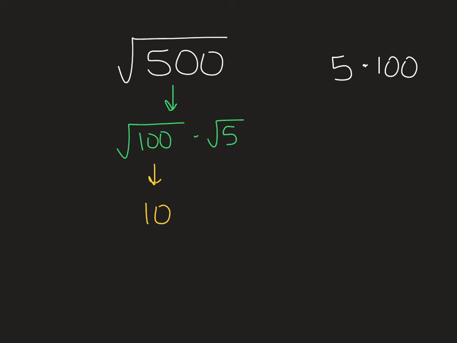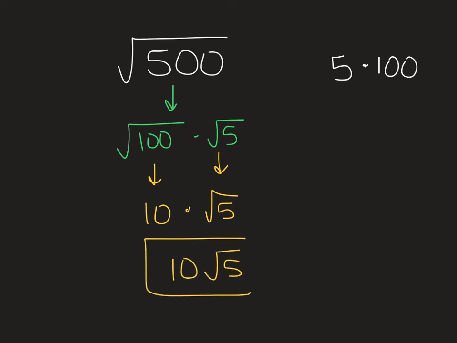We don't know anything about the square root of 5. There's no number that you multiply by itself to give you 5. So we just leave that as the square root of 5. So the square root of 500 simplifies to be 10 square roots of 5. All right, let's do just one more, and then that'll be enough for today.